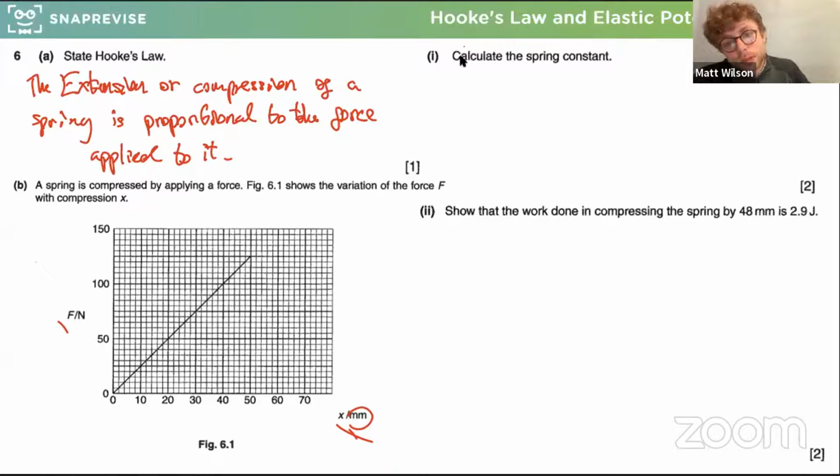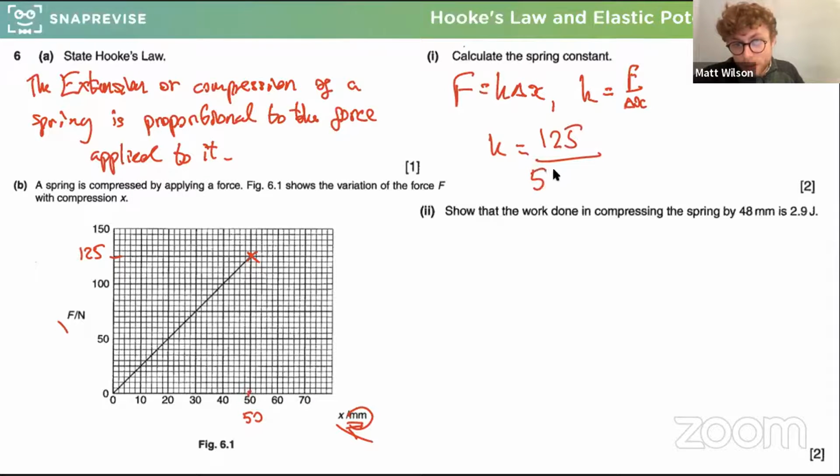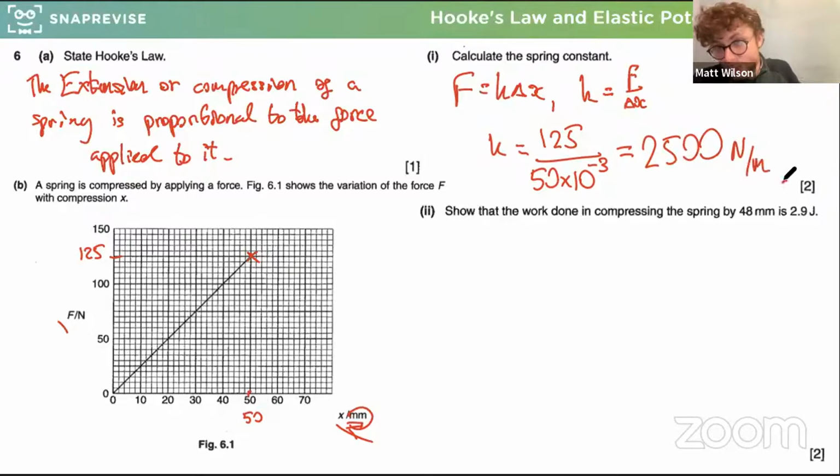Part 1 asks us to calculate the spring constant. Well, what is the spring constant? F equals K delta X. So K is F over delta X, and it doesn't matter which F or delta X we choose. Let's choose this one here to make our life easy. In this case, our force is 125, and our delta X is 50. But notice it's millimeters. So K is equal to 125 newtons divided by 50 millimeters, in other words, 50 times 10 to the power minus 3 meters. That's standard units now. Chuck that in a calculator and you will get 2,500 newtons per meter. Good.